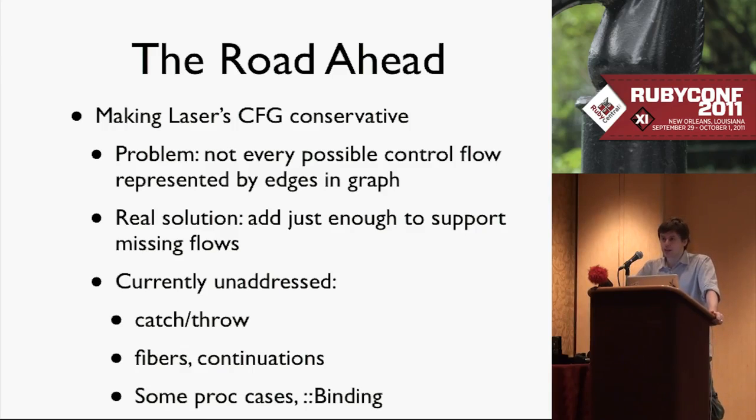But fibers and continuations, not too worried about that just yet, but those are control flow constructs that have to be considered. Proc cases, bindings make things horrible because you could just call a method with a block, and that method could change a local variable. Well, a control flow graph needs to be able to see when its local variables change or things are going to get messed up. That may not be solvable. We'll see. Luckily, most people don't do such a horrible thing.